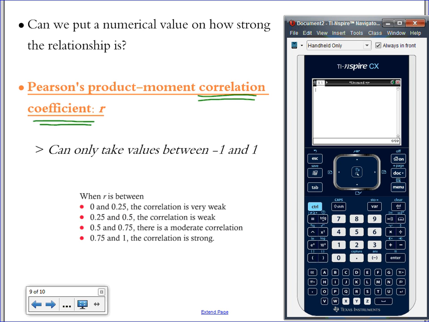Generally, I'm just going to call it R, because that's the letter that we use to represent it, and that's what it's going to say on your calculator screen when we calculate this. But R is called the correlation coefficient. R can only take values between -1 and +1.